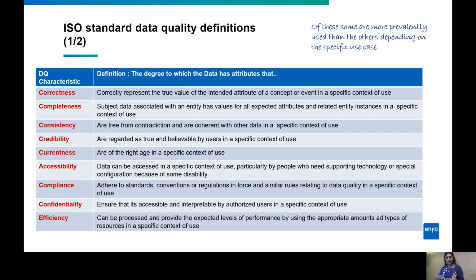Currentness: is it relevant? It has to be the data of today, like what is happening now, how many vacancies are left in the warehouse. Is it consistent? If I get the same product from different stores, does it still have the same product code irrespective of which source I'm getting it from? So it has to be consistent.